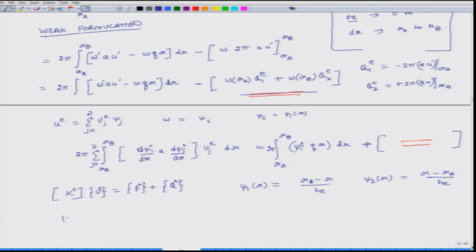And finally, K I j for the eth element equals 2 pi A d psi I over dr d psi j over dr, integrated from R A to R B dr for the eth element, and your F for the eth element equals 2 pi integral R A to R B psi I E times Q R dr.